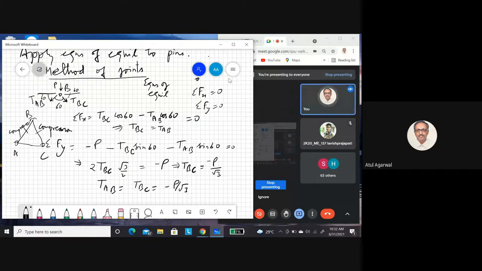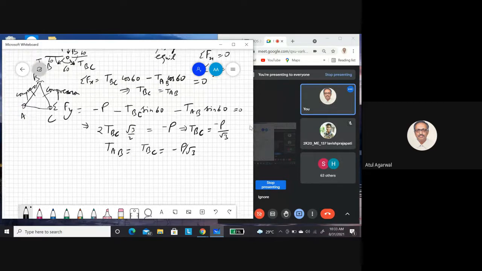Now we go to point A, or we can take point C, whatever. Joint A. What are your forces? TAB, TAC, AX, AY. Now TAB you already calculated is minus P by root 3. TAC you have to find out. AX and AY are already known. AY you found was P by 2. AX was equal to 0.